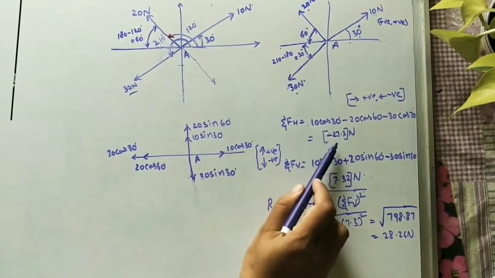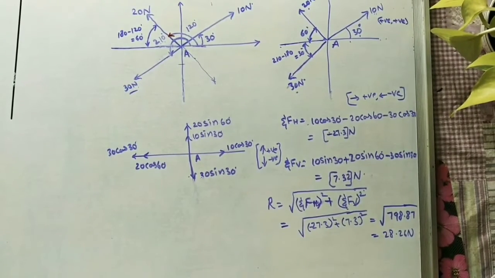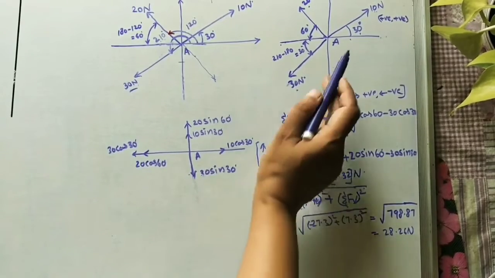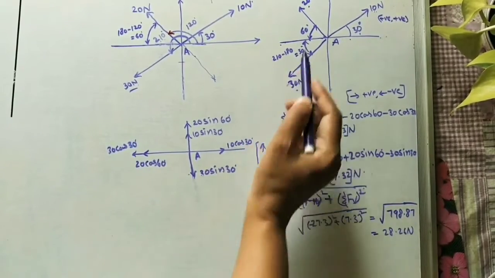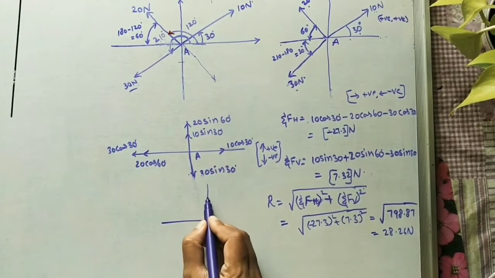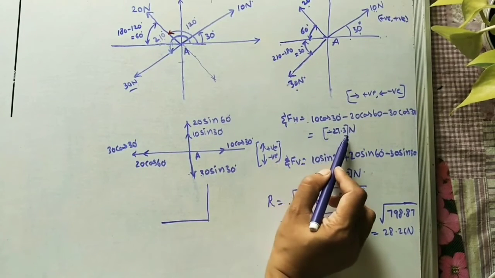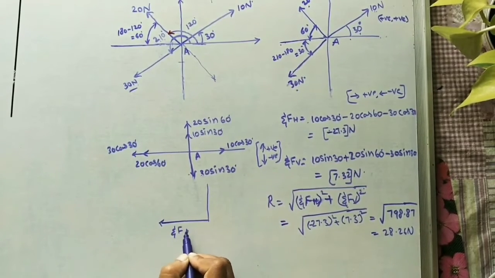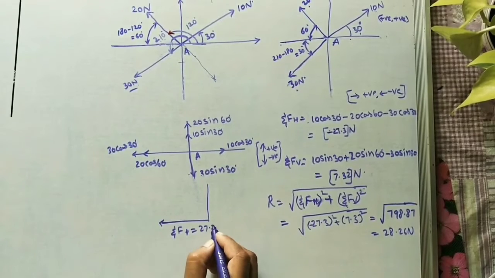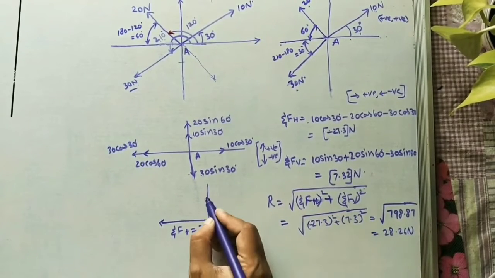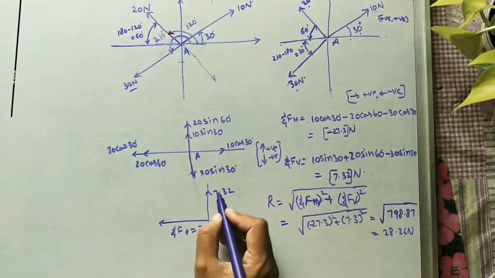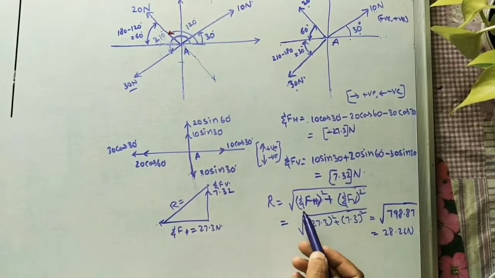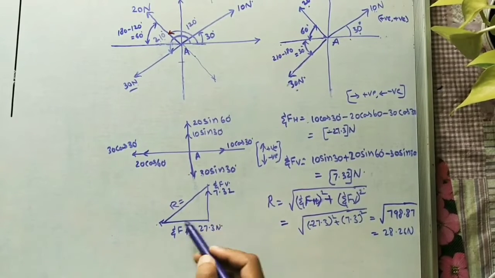We got these values. Sigma FH is negative, sigma FV is positive. So where the horizontal component is negative and the vertical component is positive, in which quadrant? We can take it in the second one. Because we got sigma FH as minus 27.3. Instead of minus, I am taking the sigma FH value here. How much is it? 27.3 newtons. What is the sigma FV value? 7.32. Now the resultant is the square root of sigma FH square plus sigma FV square. It is a right angle triangle.